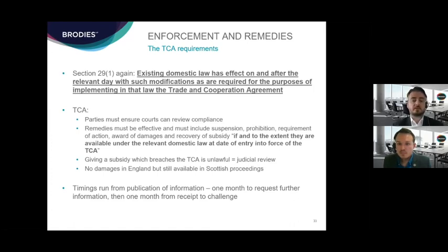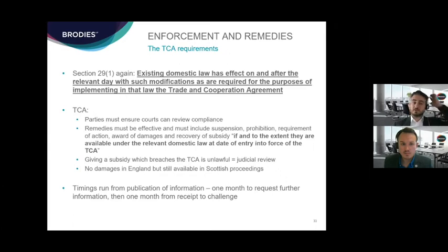And the timings for a challenge under the TCA run from the publication of information. So Jamie's mentioned the transparency requirements in the bill, that they broadly reflect what the TCA required. So once information is published, an aggrieved party has a month to request further information. Then once they get that information, they have another month from receiving that in order to commence their challenge.